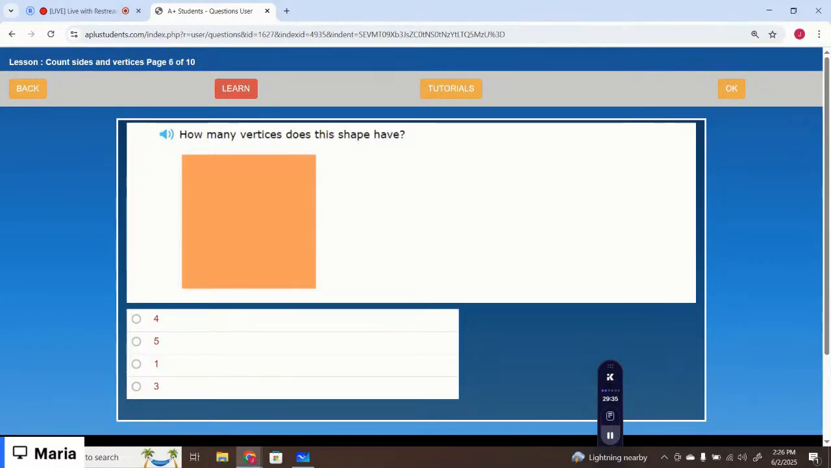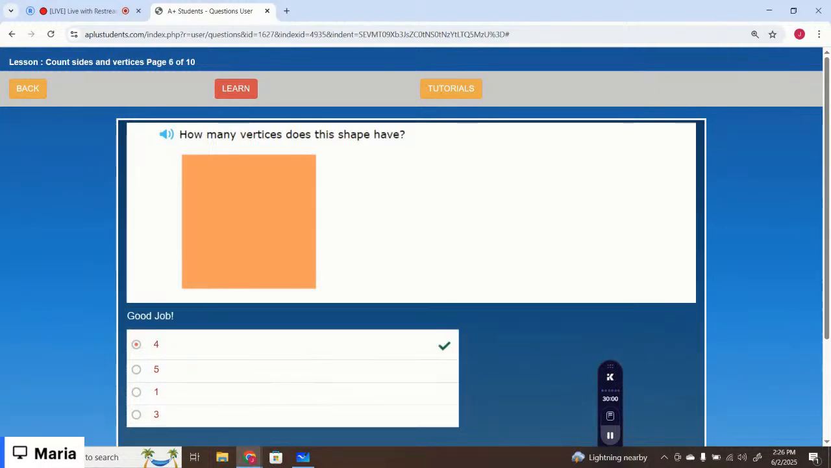How many vertices does this shape have? That is a four-sided shape. Option one is the correct option.